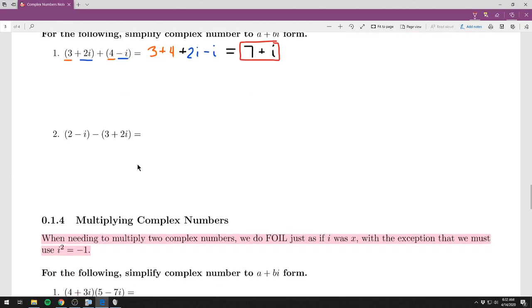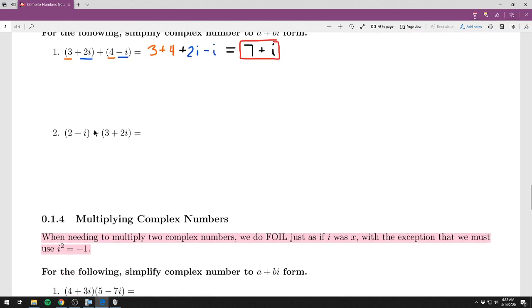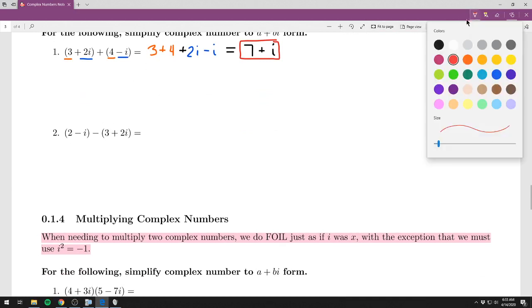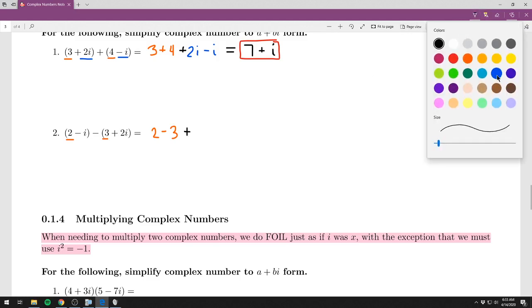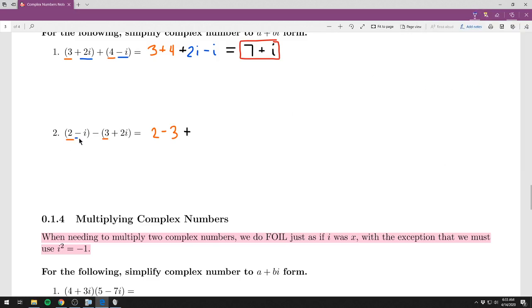The one thing you want to be careful about with subtracting is you just don't forget to distribute the negative sign, however you write it. But other than that, it's the same as adding. We got 2 minus 3. I like to always write a plus and then just make sure I include my negative signs. I got negative i minus 2i.